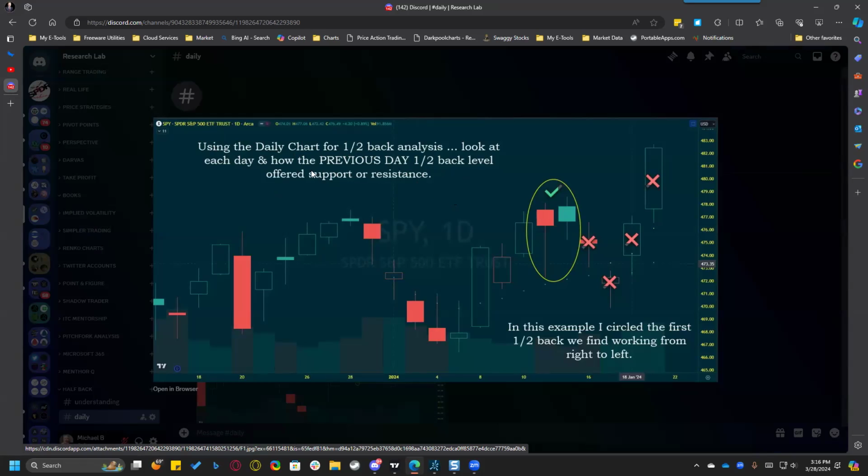Look at each day and look at how the previous day's halfback level offered support or resistance. I marked in red the days where we didn't have this event, and then I circled the first halfback that I found working from the right to the left. We can see this big old hammer here, and then we've got the event, a halfback event.